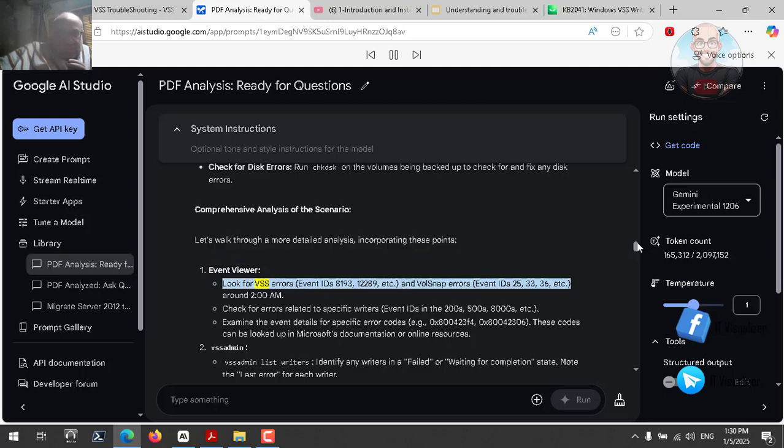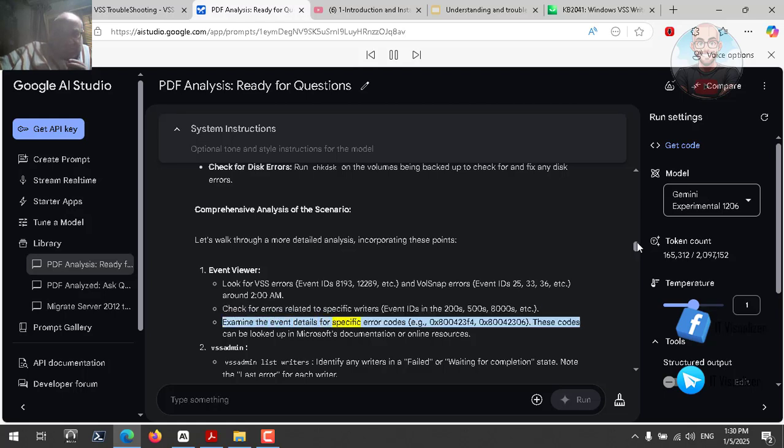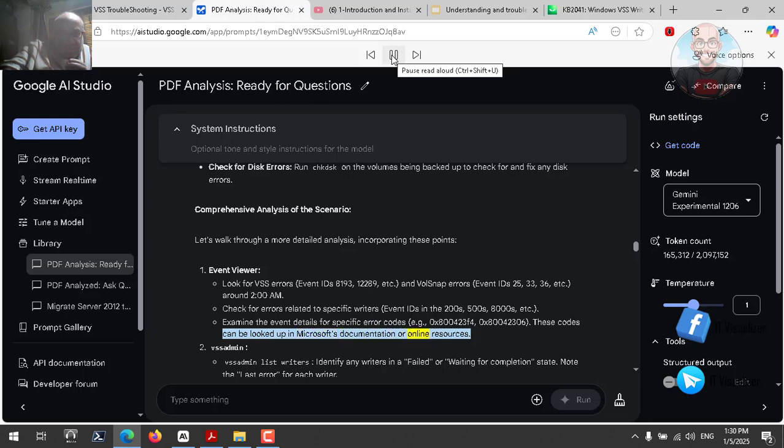Event Viewer. Look for VSS errors, event IDs 8193, 12289, etc. and volsnap errors, event IDs 25, 33, 36, etc. around 2 a.m. Check for errors related to specific writers, event IDs in the 200s, 500s, 8000s, etc. Examine the event details for specific error codes, e.g., 0x800423F4, 0x80042306. These codes can be looked up in Microsoft's documentation or online resources. So these error codes are also related here.